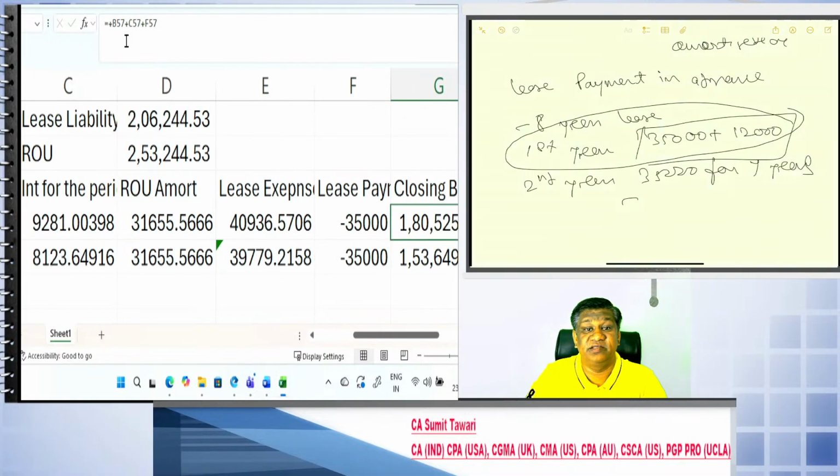Okay. So here if you see, I added C57 and F57. So it is basically the lease payment as well as the interest. So the net amount I need to reduce from the lease liability. In the second year, I did the same thing.